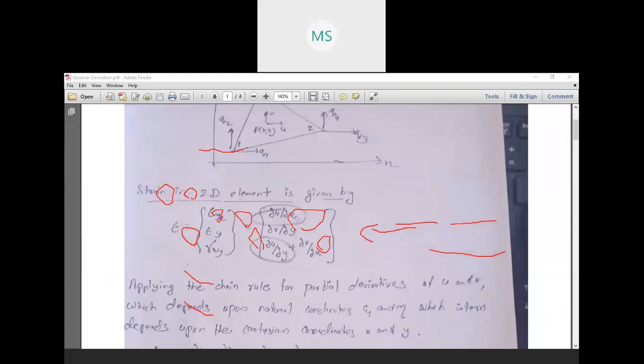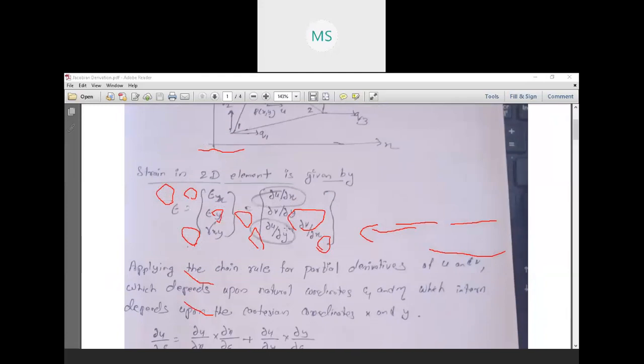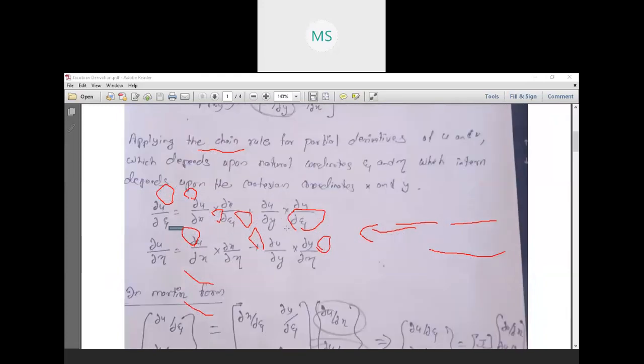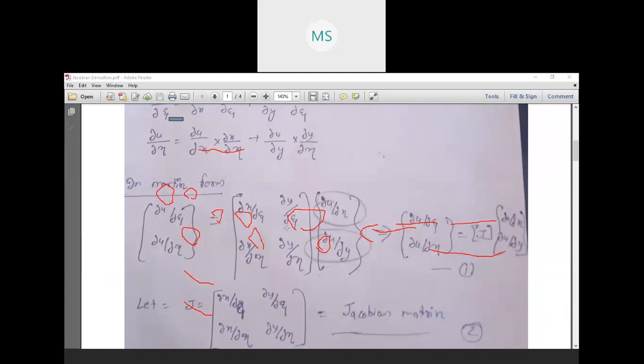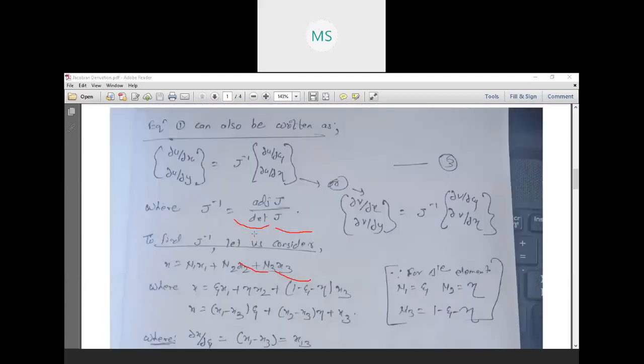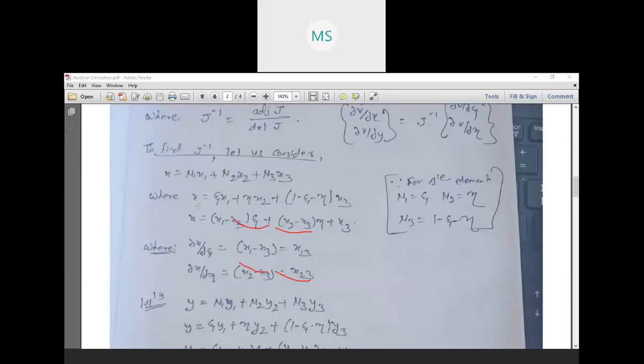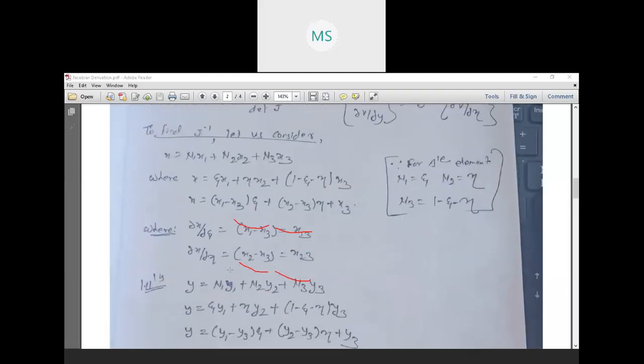Here, on the first point, del u by del x. This is in the Cartesian coordinate system. Let me clear this. Here we want del x by del eta and del x by del zeta. This is what I want: del x by del eta, del x by del zeta, del y by del eta and del y by del zeta. So that's why we are differentiating this x with respect to eta and zeta. Once we differentiate with respect to eta and zeta, we will get this.